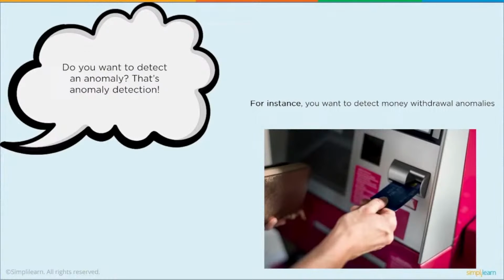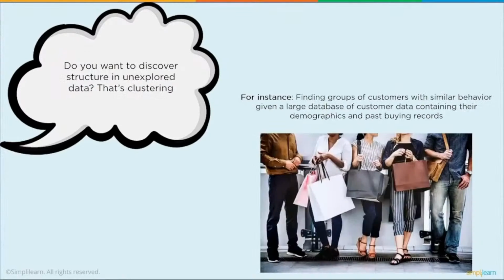I'm going to get my normal return on my money invested. So being able to detect anomalies is very big in data science these days. Another question that comes up, which is on what we call untrained data, is do you want to discover structure in unexplored data? And that's called clustering.